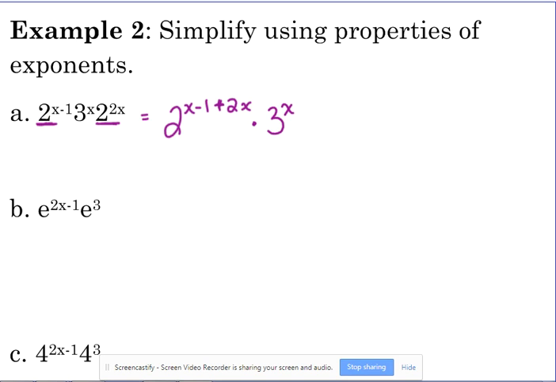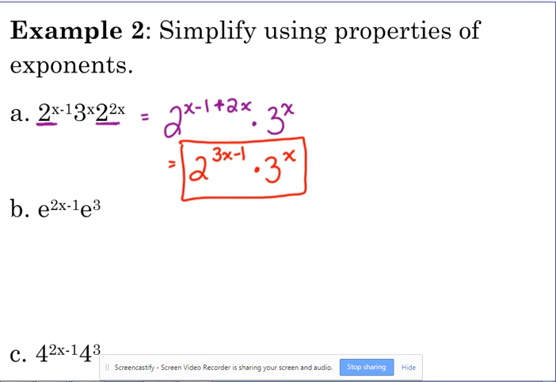It has a different base. We can't do anything about it. So if we simplify this, that would be 2 to the 3x minus 1 times 3 to the x. And that is all the simplifying that we can do, or all the simplifying we want to do. We can manipulate that a little bit more, but I'm not going to.